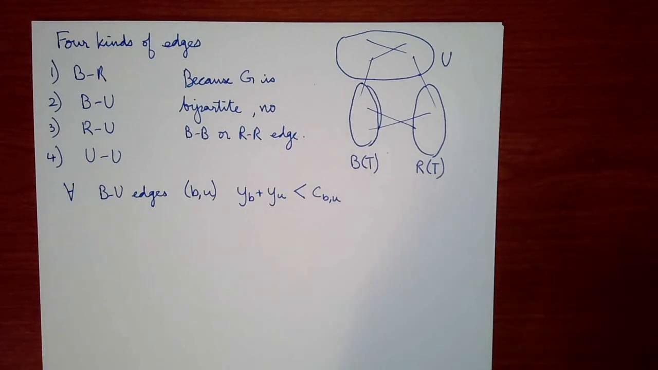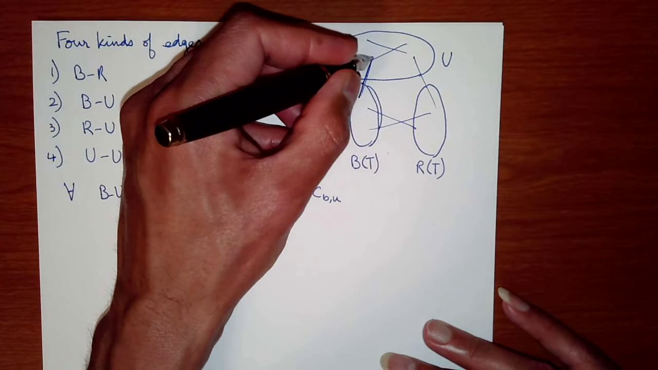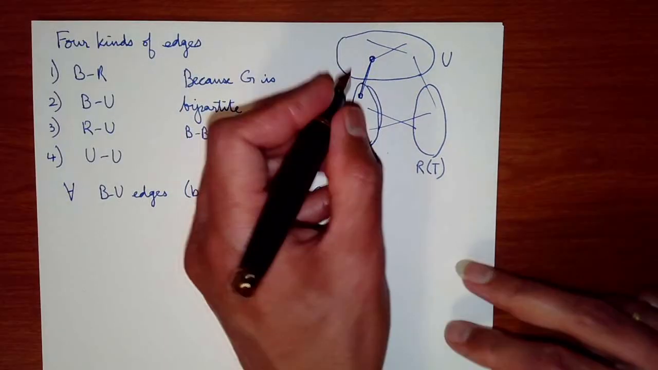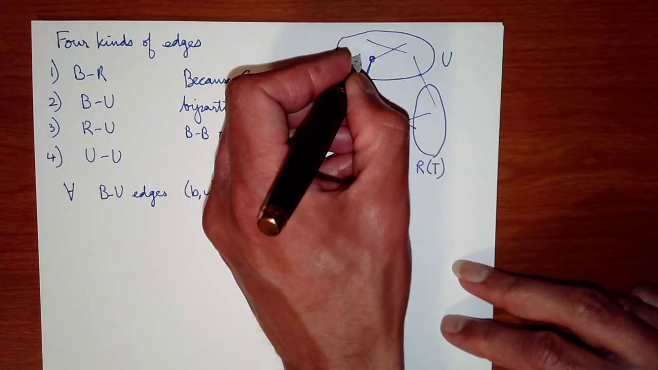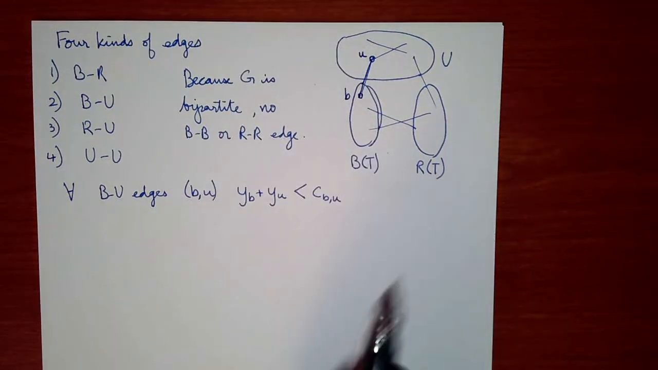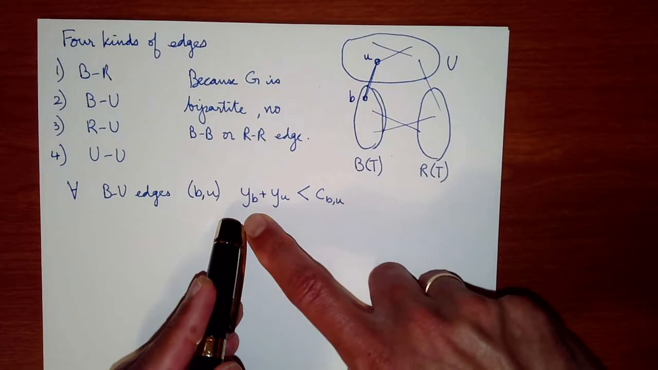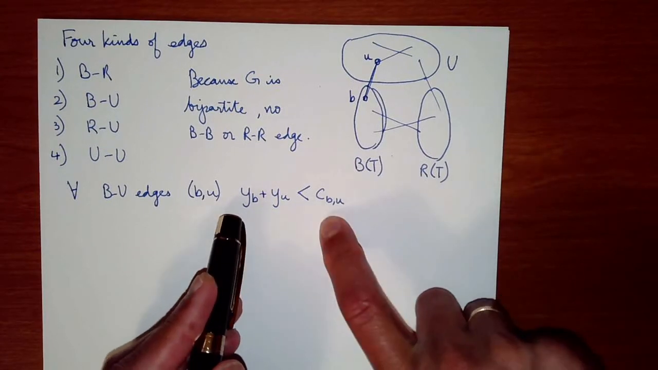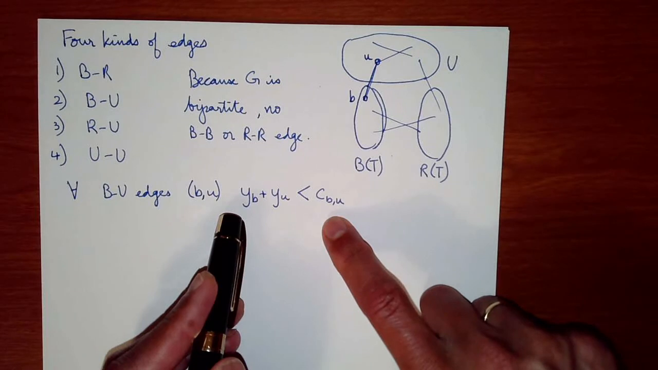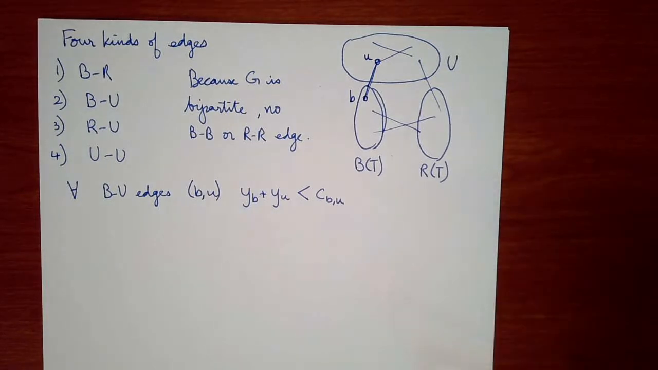So here's your edge. Okay, so let's just say this is B and this is U. So what could you do? You could increase yB. And you could keep increasing yB until this becomes an equality. What is the problem that's going to happen when you do that? It will break the complementary slackness for B and the other R.